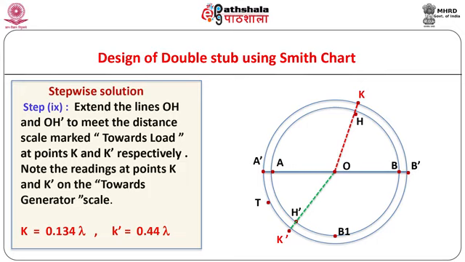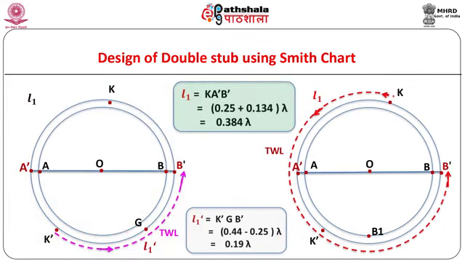Step number 9. Extend the lines OH and OH dash to meet the distance scale marked wavelengths towards load at points K and K dash respectively. Note the readings at points K and K dash on the scale. Step number 10.